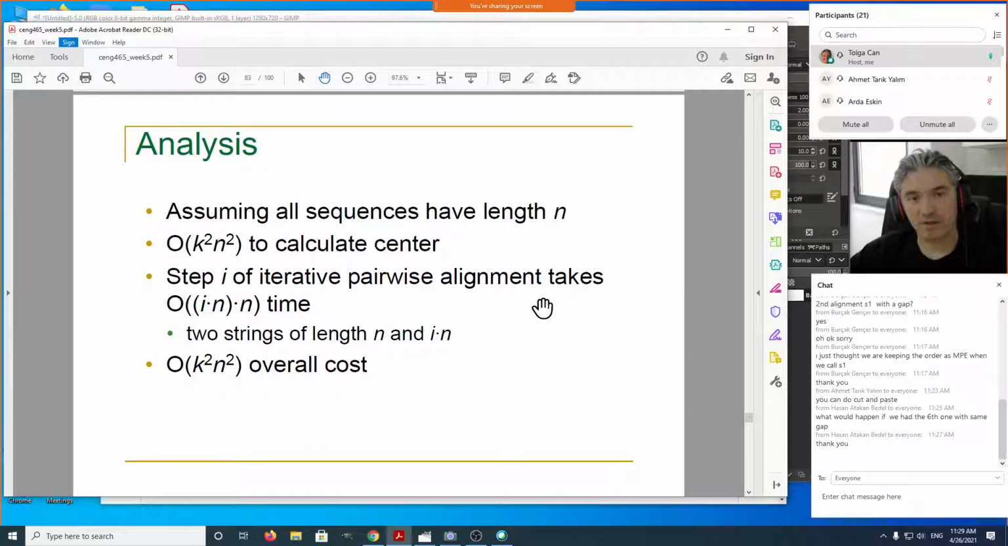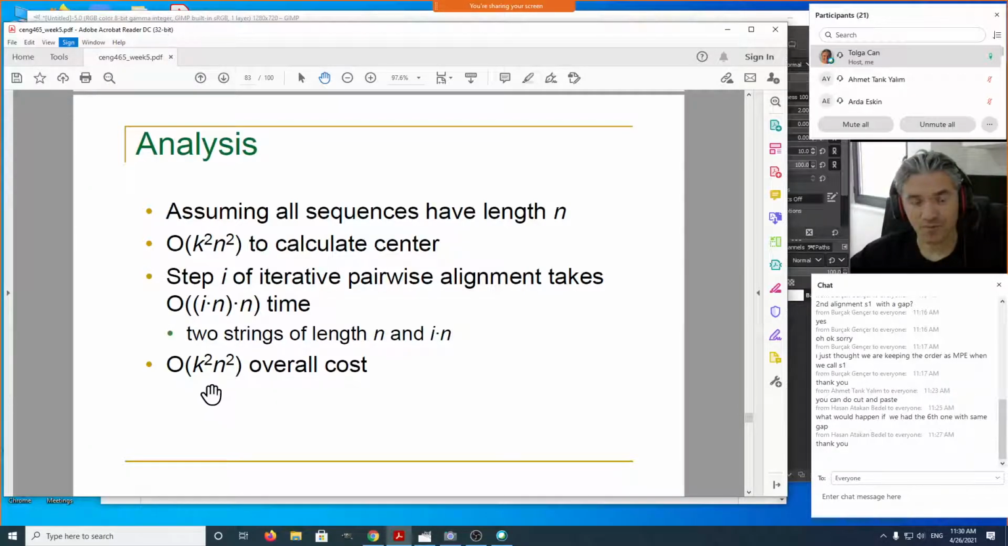And if you do some running time analysis of this, first of all, each pairwise sequence alignment between two sequences of length n takes O(n squared) time. Since we have k choose two alignments to perform to find the center, finding the center takes this much time, and after that we just use these alignments. The remaining steps that we perform cost less than finding the center. So finding the center dominates the running time of this algorithm. It has an overall k squared n squared cost.